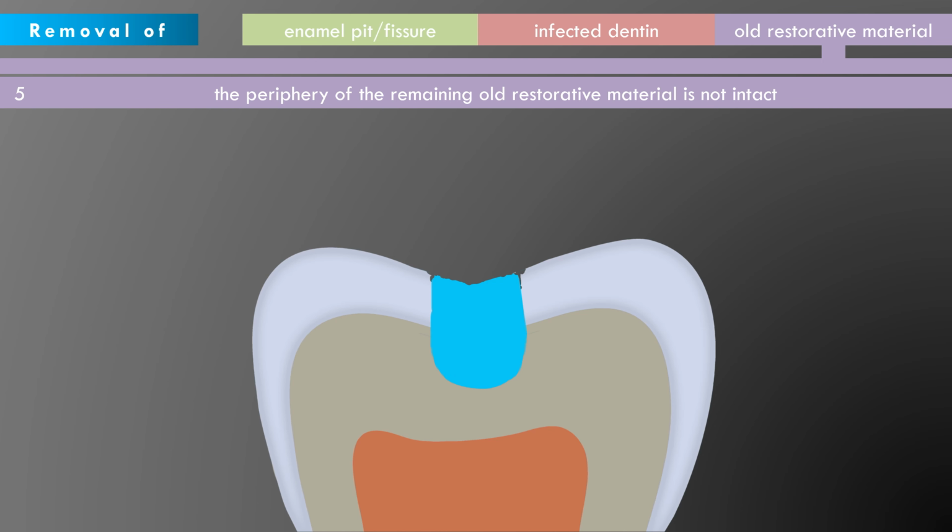And the other indication when to replace the old restorative material is whenever we find the periphery of the remaining old restorative material is not intact. We all know that the margins of the restorations are the area which is prone to more incidence of secondary caries, microleakage, staining, and all those problems. So whenever we find the margin of the restoration is deteriorated, in those situations we have to remove and replace the restoration completely.